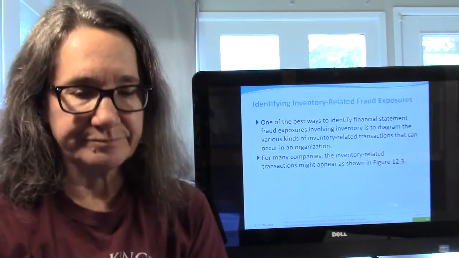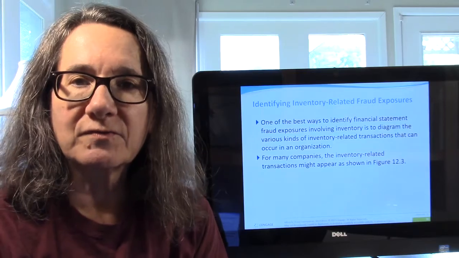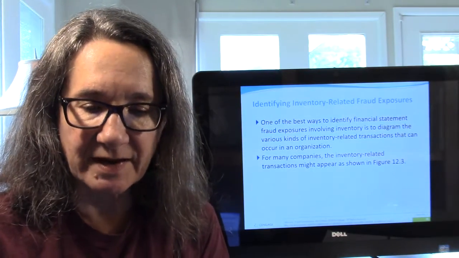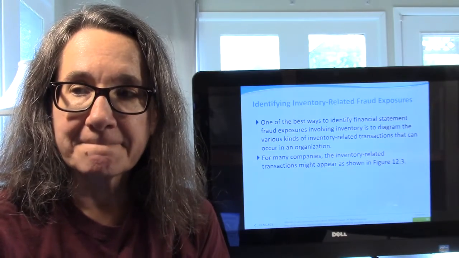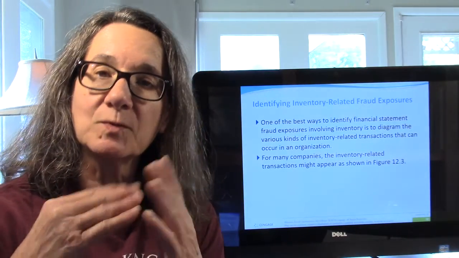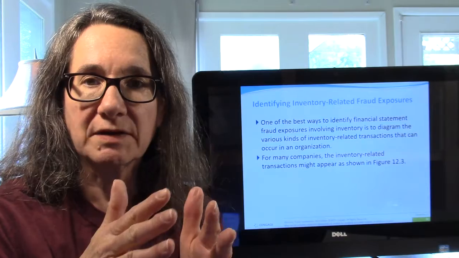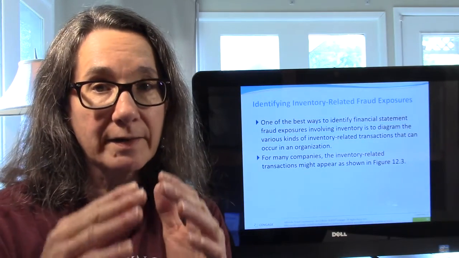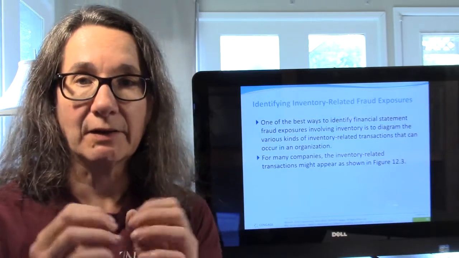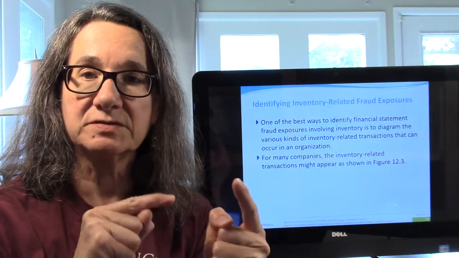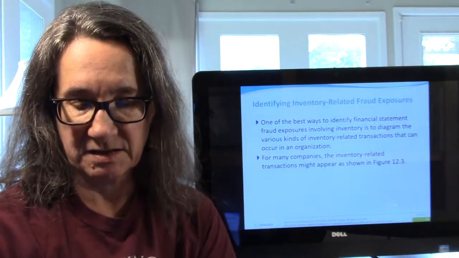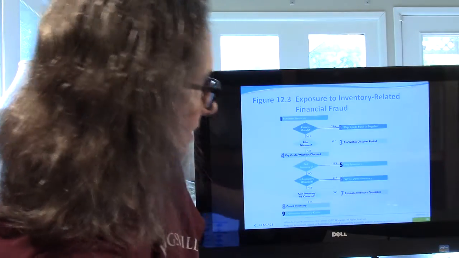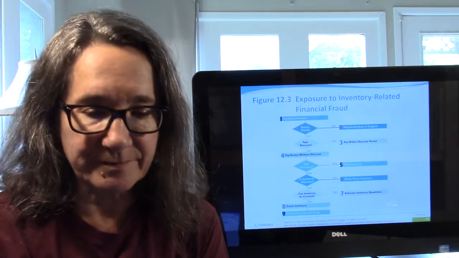All right. So, in order for us as fraud examiners to be able to identify inventory-related fraud, we have to figure out where it is most likely to occur. At my client, I'm going in to look for inventory fraud. Where is that going to happen? How are they going to do that? And in order to understand that, I need to understand the inventory process. How does inventory work at this client?